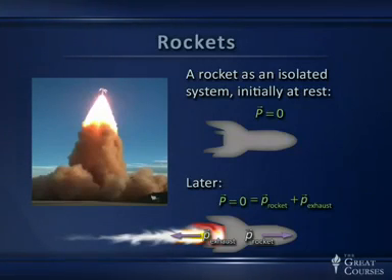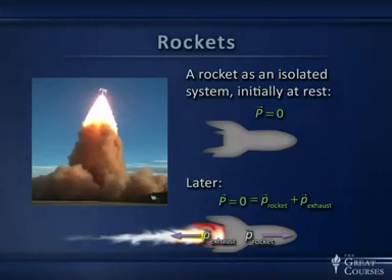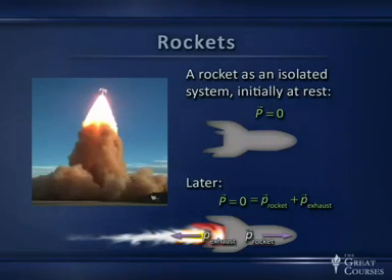This rocket is an isolated system. It's subject to no external forces, I'm assuming, and therefore its total momentum can't change. Its total momentum was initially zero. It's still going to be zero. It's the momentum of the rocket plus that of the exhaust, and they have to add up to zero.